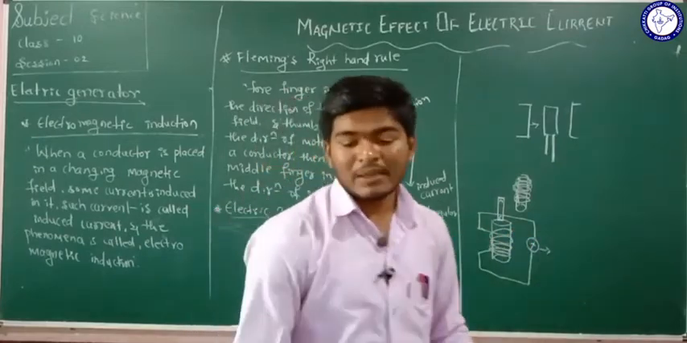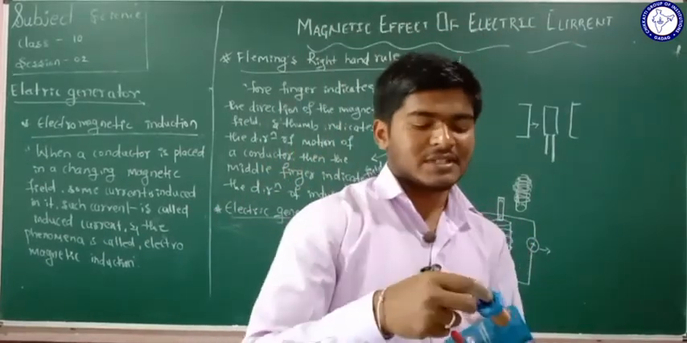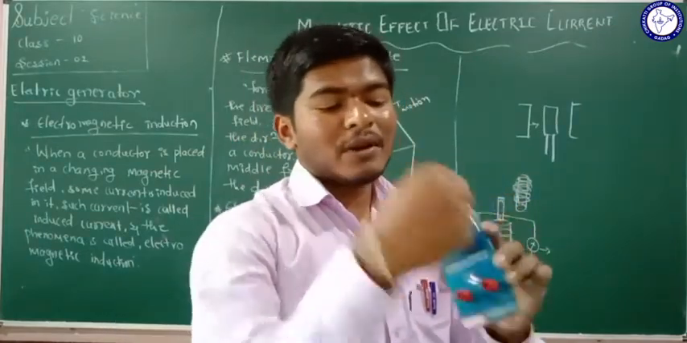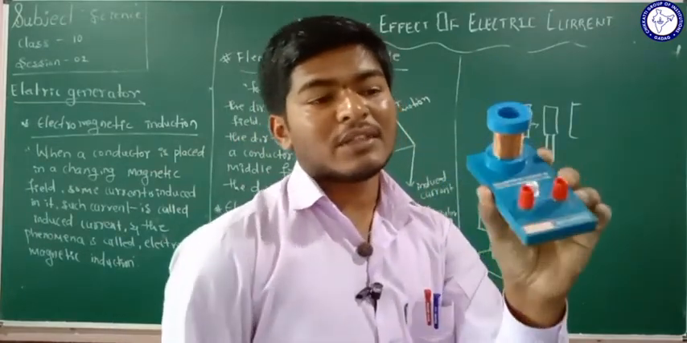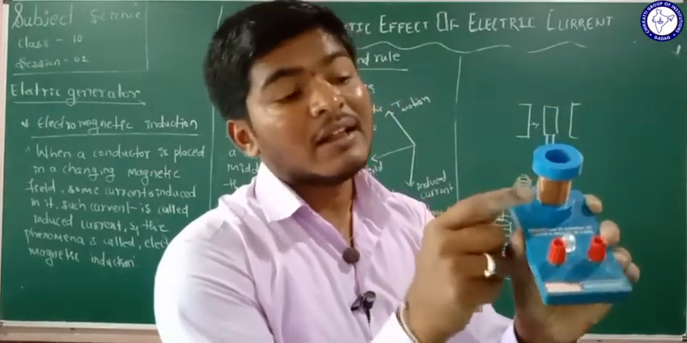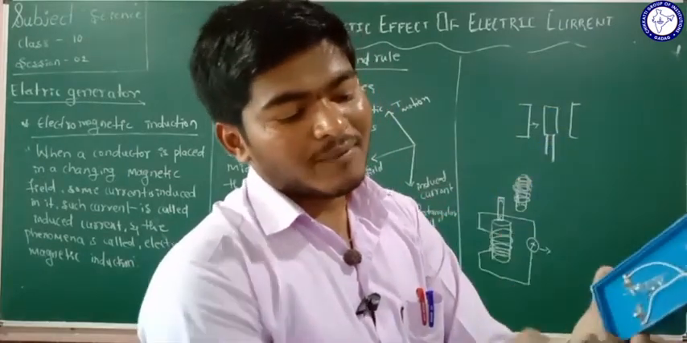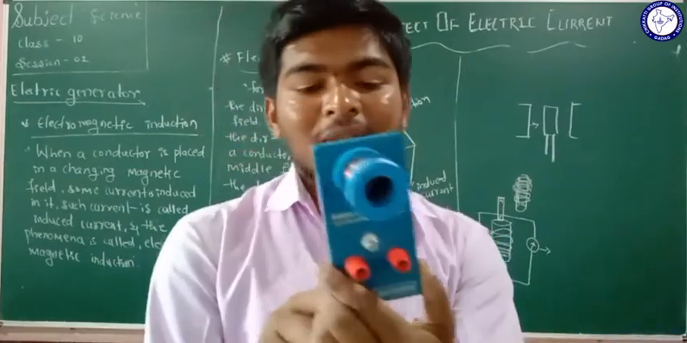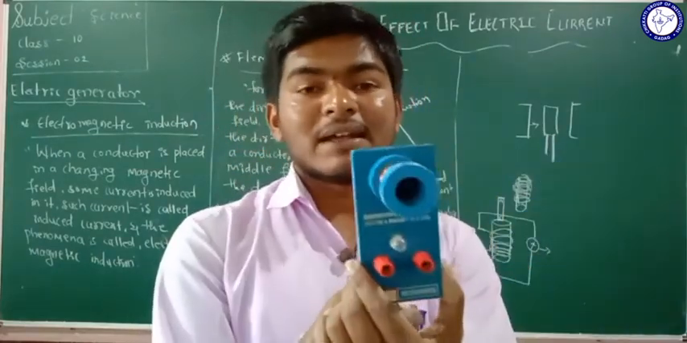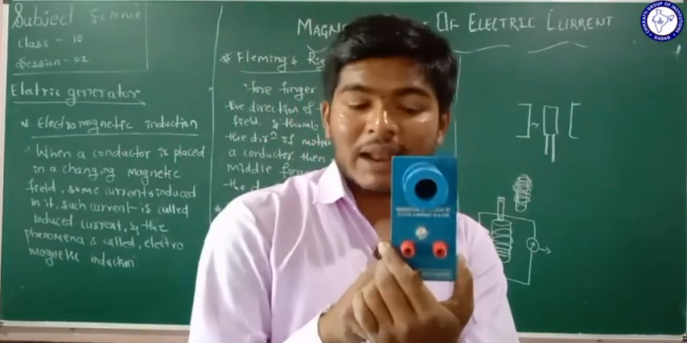I am making one model here, you have to see here. So this is a cylindrical coil. The copper coil will be wound continuously with a number of turns, and one end of the copper coil will be attached to one end of the light bulb here, and the other end of the copper coil will be attached to the other end of the bulb.